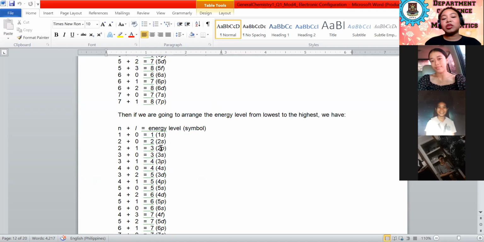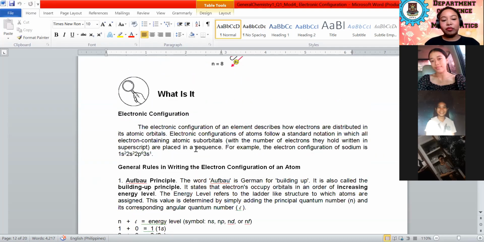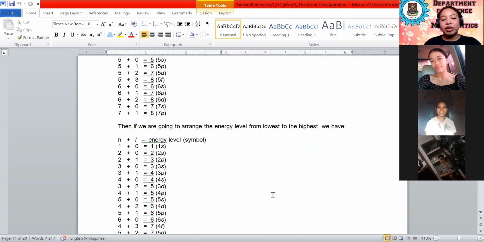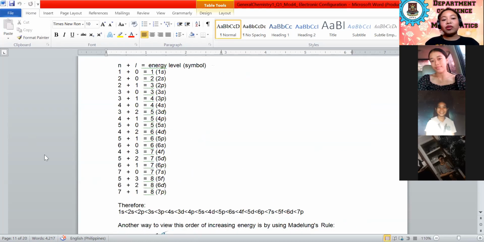That's why we have to arrange because according to the Aufbau principle, the building up principle, it states that electrons occupy orbital in an order of increasing energy level. So we have to start at the lowest energy level. So we have to rearrange them in order to have the lowest to the highest energy level. So we start with 1 and end with 5. So rearrange lang na siya.